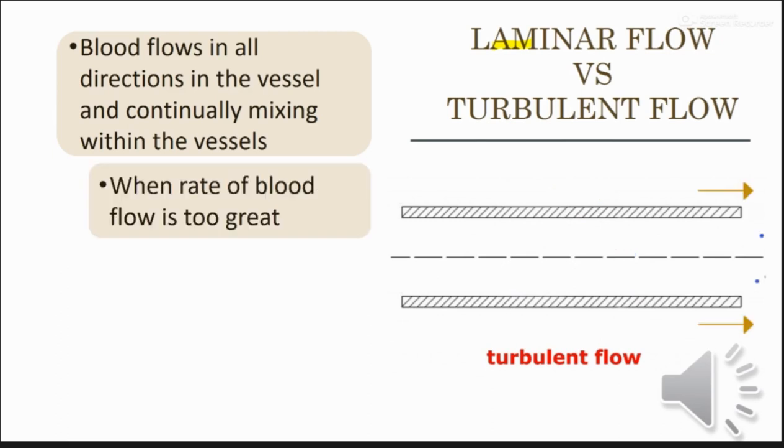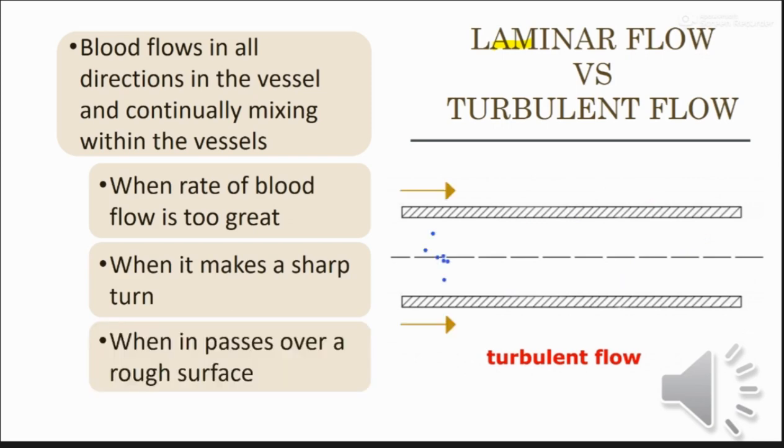So in your turbulent flow, as you can see there, the blood flows in all directions, and it's continually mixing within the vessels. So flow may become turbulent when the rate of blood flow is too great. Sobrang lakas na daw or sobrang bilis ng blood flow kapag may sharp turn yung mga blood vessels natin, or kapag may rough surface, so that's when your turbulent flow happens.